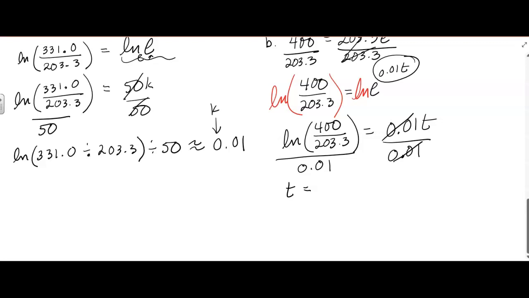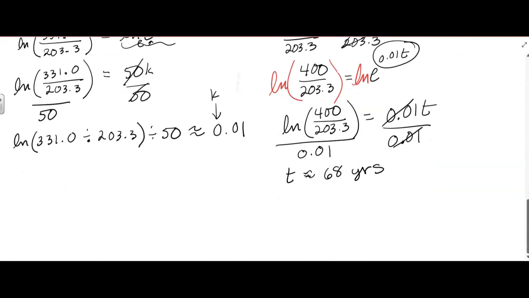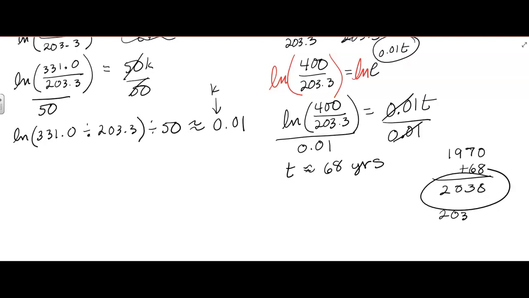Okay, so I get 67.678, so that's going to be about 68 years. Now, do they want to know how long it takes or which year that's going to be? Which year, by which year? Okay, so we started in 1970, right? So we're going to have to add 68 years to that. And we're getting, so in the year 2038, that is when we're expecting the population to be 400 million, right?